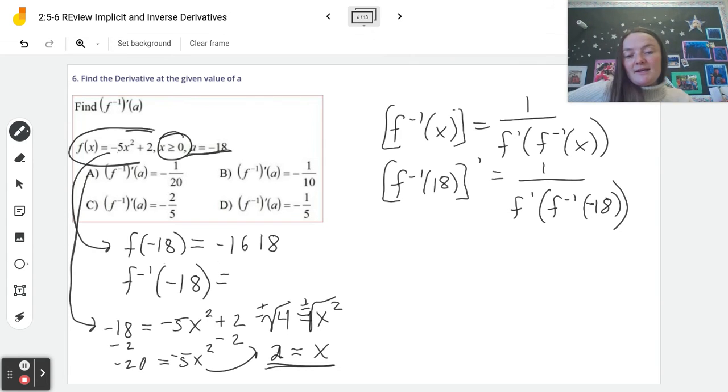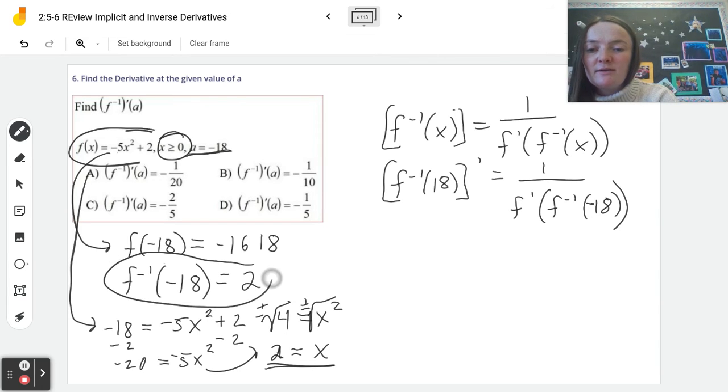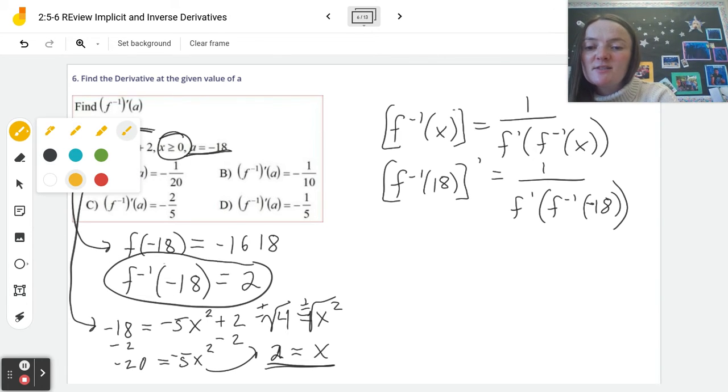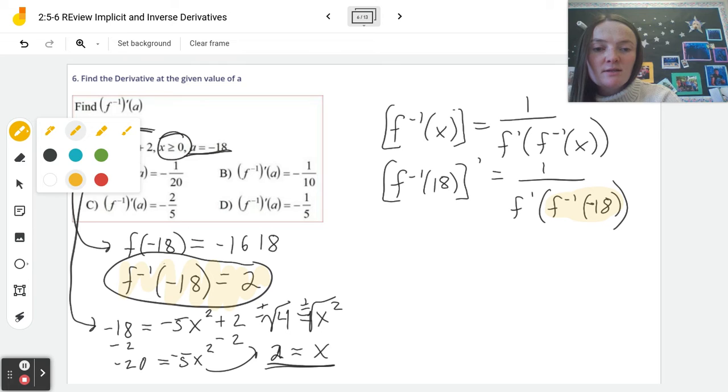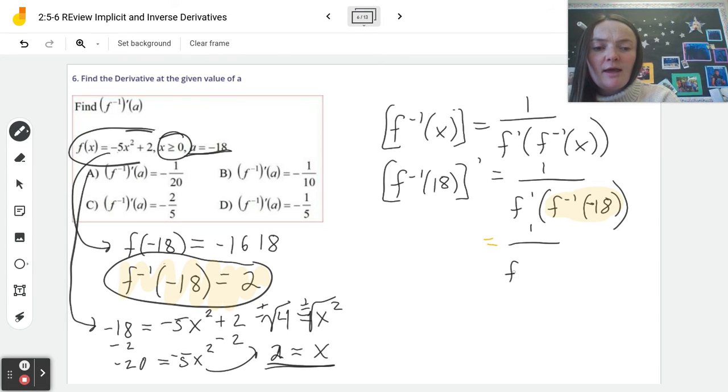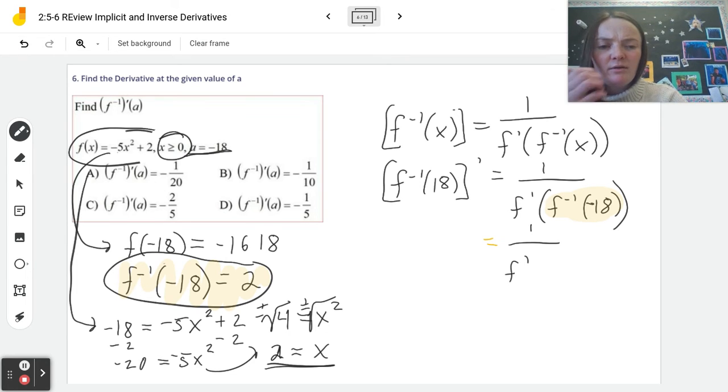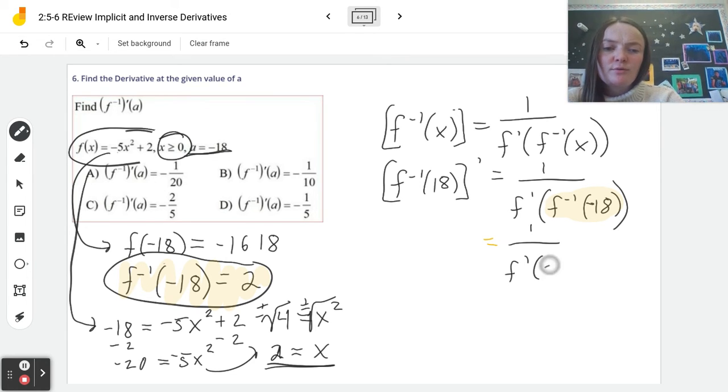Okay, well, if x is equal to 2 when the function is set equal to negative 18, that means that f inverse of negative 18 must be 2. So we have the point that we need. So we're going to plug this point in. F inverse of negative 18 is going to be 2. So let's rewrite this. This is going to be equal to 1 over F prime of, well, F inverse of negative 18 is 2.